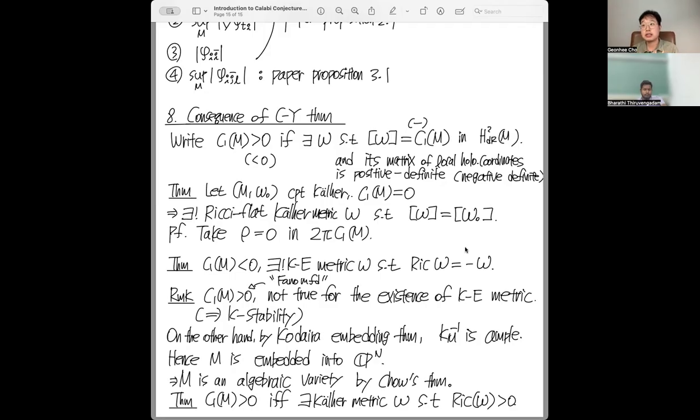But still the Yau method works in the same way for the negative Ricci curvature, and also the zero curvature, but not for the positive curvature. Positive curvature doesn't work.